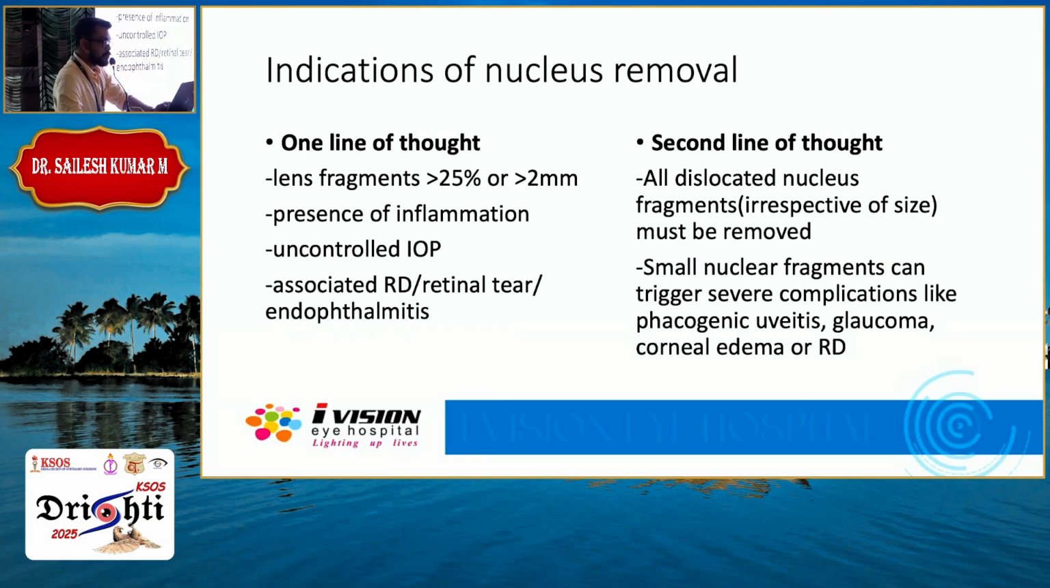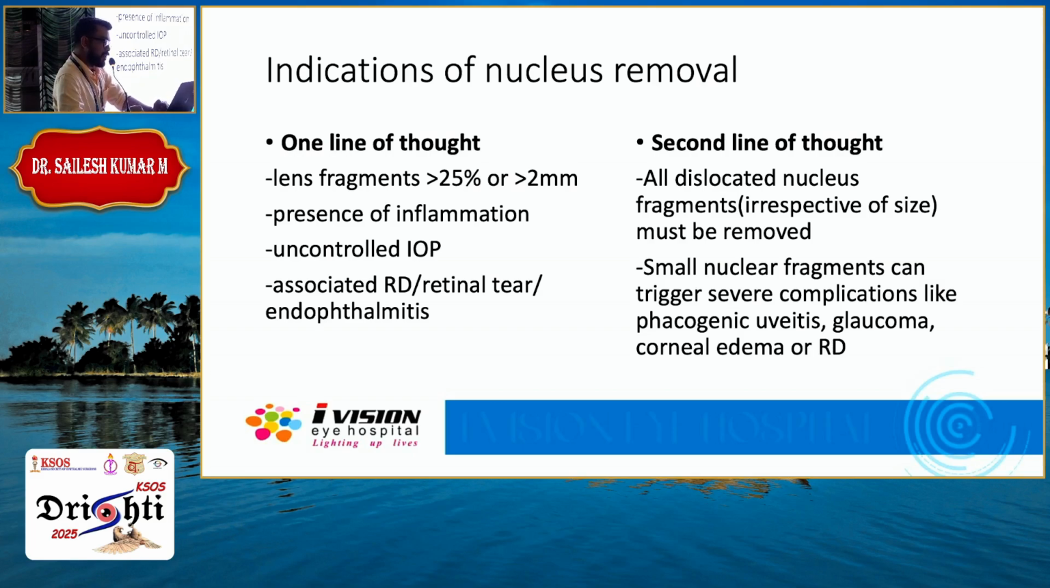So what are the indications for nucleus removal? There are two lines of thought. One line of thought says that lens fragments, if more than 25% or more than 2 mm in size, only need removal, or if there is any presence of inflammation or uncontrolled IOP or associated RD or retinal tear or any other complications.